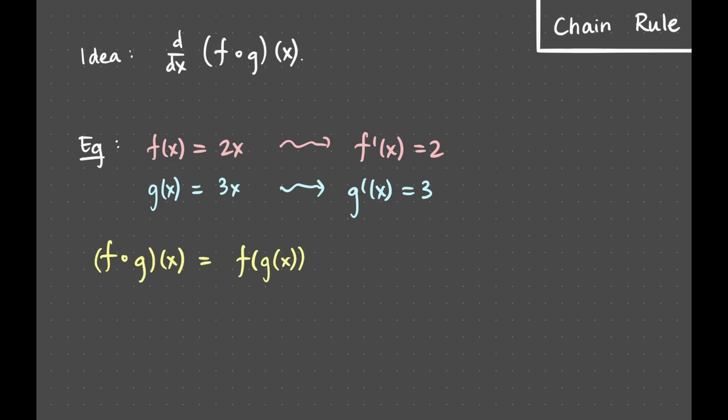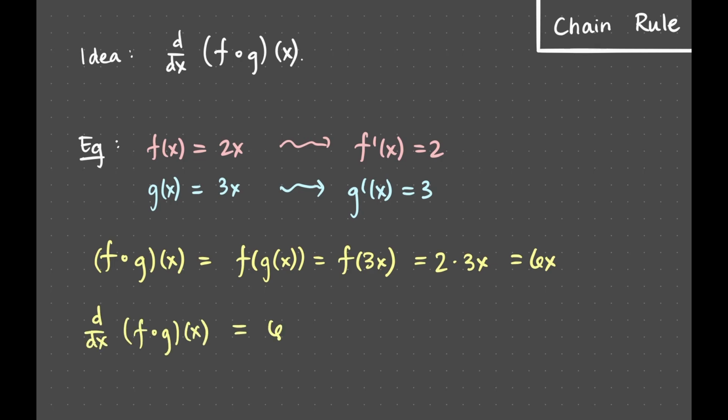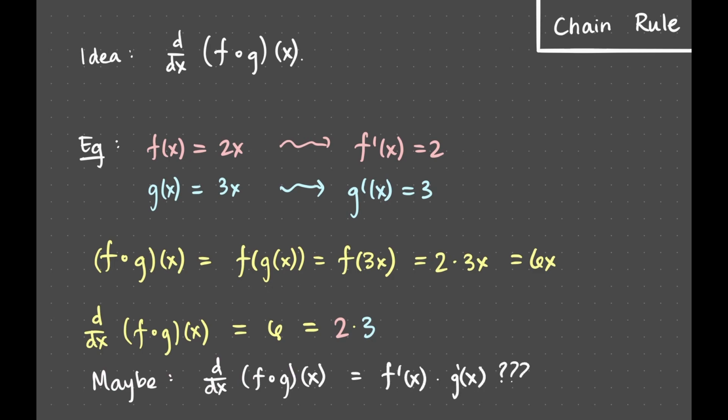Well, f composed with g applied to x is just f applied to 3x, which itself equals 2 times 3x, or 6x. The derivative of this composition is therefore 6. Since 6 is equal to 2 times 3, we realize that this derivative is just given by the product of the derivatives we found earlier. What this suggests then is that perhaps the derivative of the composition is equal to the product of the derivatives. It turns out that this is mostly correct, but there's one subtlety that we need to address.